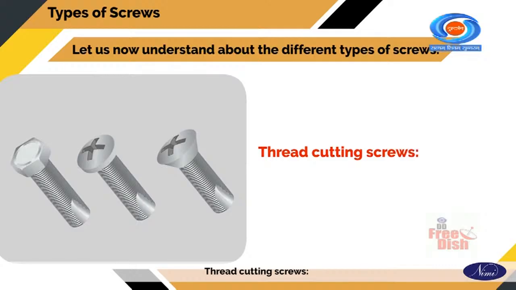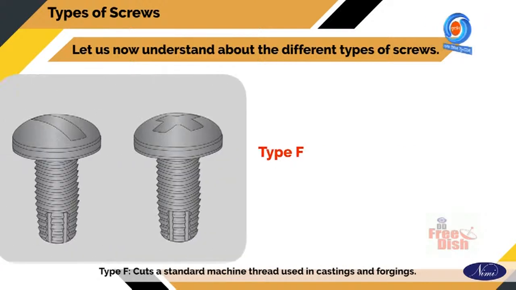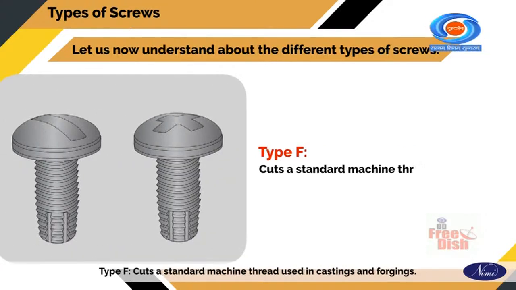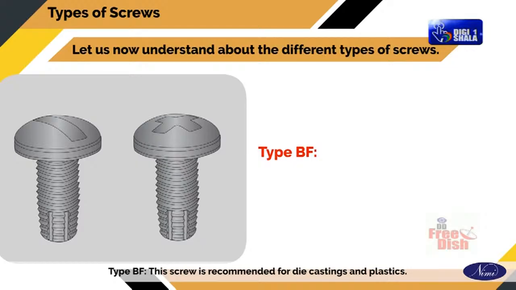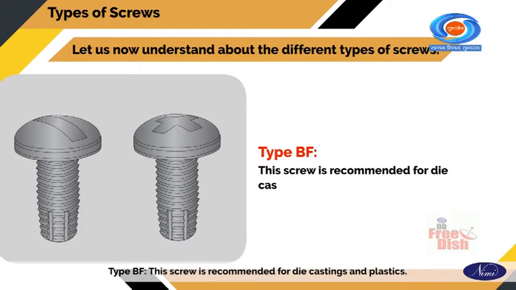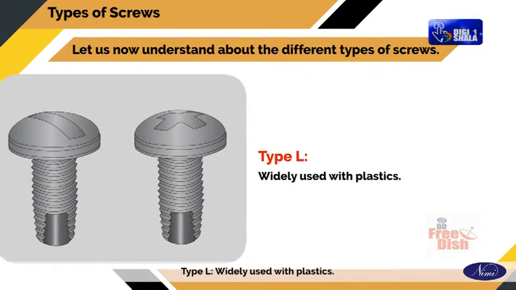Thread-cutting screws, which are hardened, cut rather than form threads. Type F cuts a standard machine thread used in castings and forgings. Type BF. This screw is recommended for die castings and plastics. Type L, widely used with plastics.